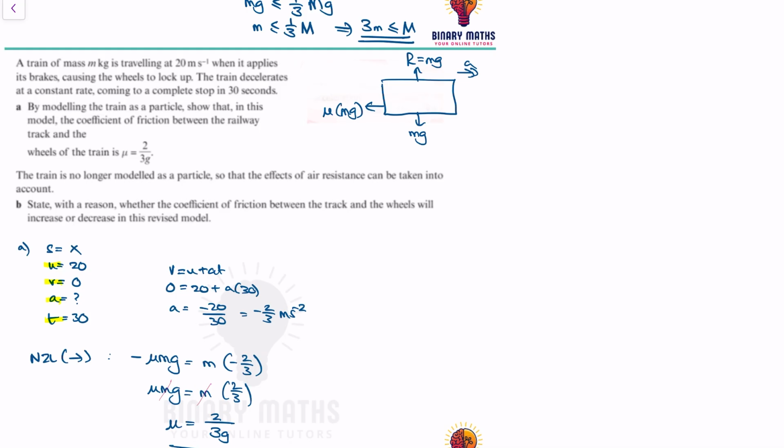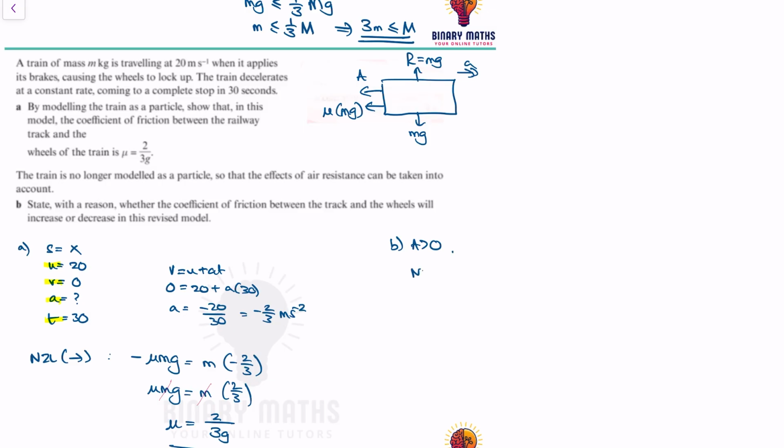The train is no longer modeled as a particle, so the effects of air resistance can be taken into account. State, with a reason, whether the coefficient of friction between the track and the wheels will increase or decrease in this revised model. So now what we have is initial air resistance, which we label A. So for part b, A is greater than 0, because obviously air resistance will be pushing it back, so it must be greater than 0.